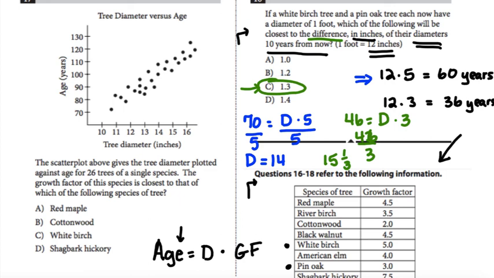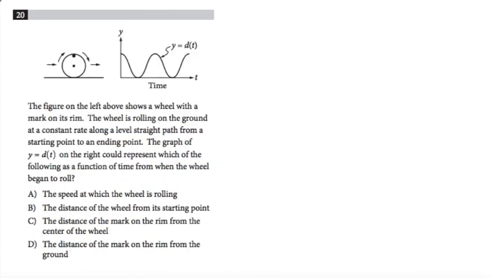Okay, one more in this video. This was tricky. The figure on the left shows a wheel with a mark on the rim. The wheel is rolling on the ground at a constant rate along a level, straight path from a starting point to an ending point. The graph of y equals d of t on the right could represent which of the following as a function of time when the wheel began to roll.